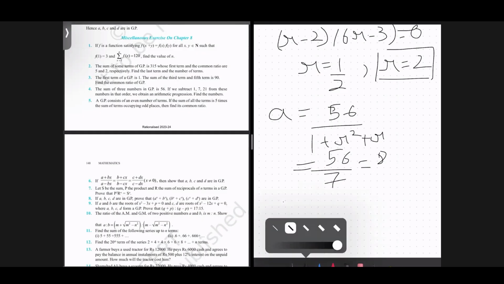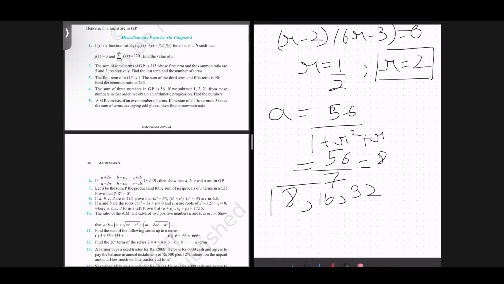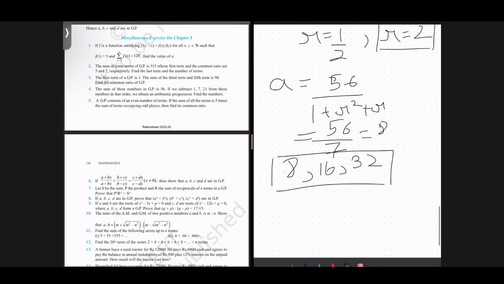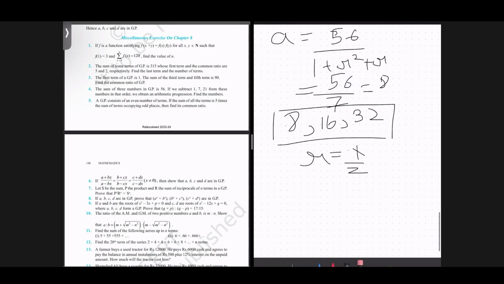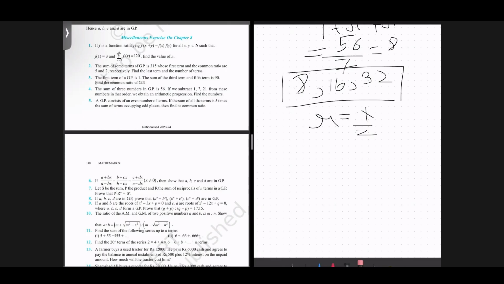So your terms are 8, 16, 32. Right? These are your three terms. Now let's solve for R equals half. For that, your first term becomes A equals 56 upon 1 plus half plus 1 by 4. So you have 1 by 4 plus 1 by 2 plus 1. 4 is the common denominator right here. And when you do that, you have 56 divided by 7 by 4.